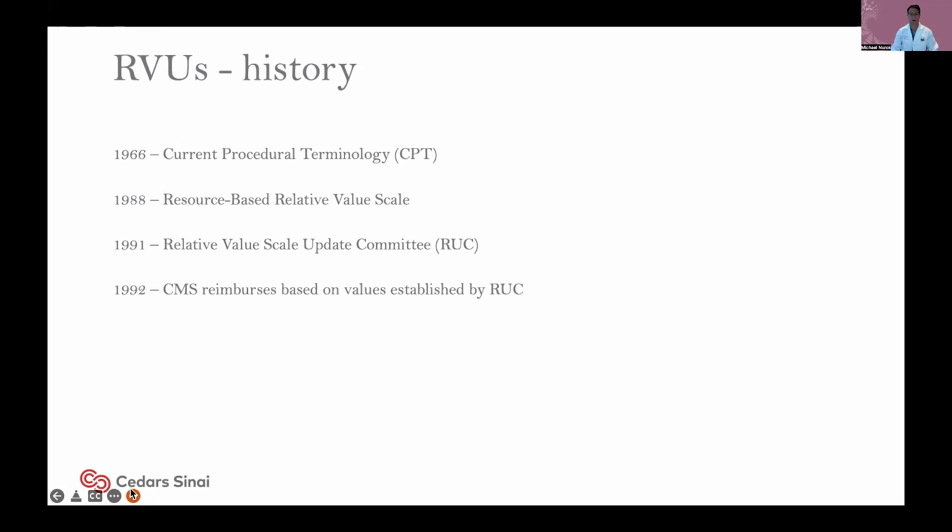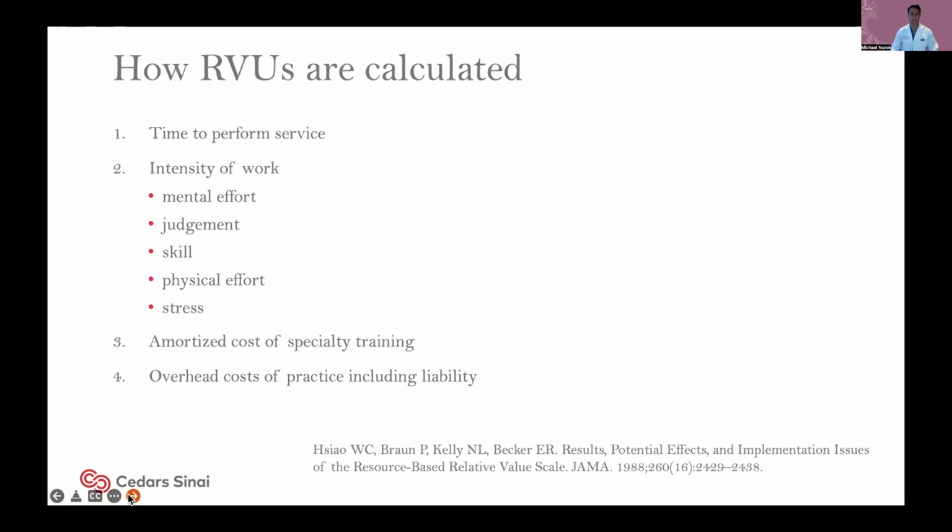In 1991, CMS created the Relative Value Scale Update Committee, or the RUC. And the RUC had representatives of different specialties on them, and they took those relative value scales and said, how much value or how much monetary value should we assign to each RVU, and how many RVUs should be assigned to each clinical current procedural terminology code. So something like an appendectomy would have a certain amount of RVUs assigned versus a clinic visit would have a different number assigned. In 1992, CMS began reimbursing based on values that were established by the RUC.